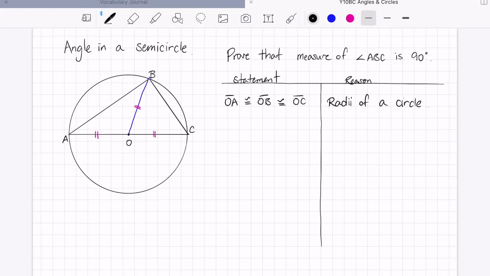And so because I know that OB and OC, for example, are congruent, that makes this triangle that I'm highlighting right now, triangle OBC, an isosceles triangle. Triangle OBC is isosceles. And the reason I know that is because OB and OC are congruent, and that's the definition of an isosceles triangle.